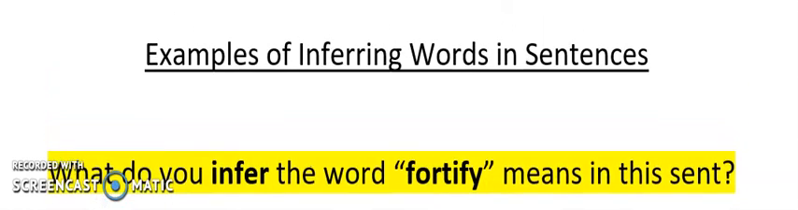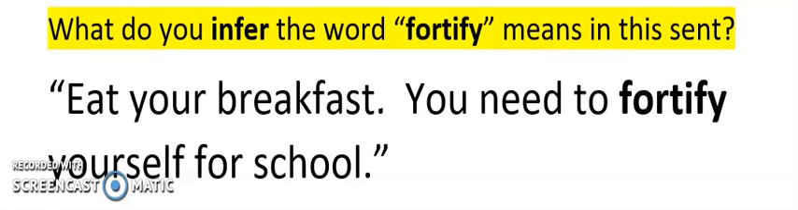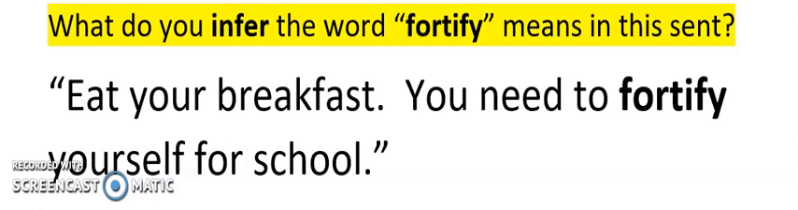Okay. What do you infer the word fortify means in this sentence? Eat your breakfast. You need to fortify yourself for school. So what do you think fortify means in this sentence? Well, the word fortify has at least a couple of different meanings, but in this sentence from Anne of Green Gables, Marilla wants Anne to build up her strength and energy before she goes to school for her first day. Does that make sense? Eat your breakfast. You need to fortify yourself for school. You need to build up your strength for school.